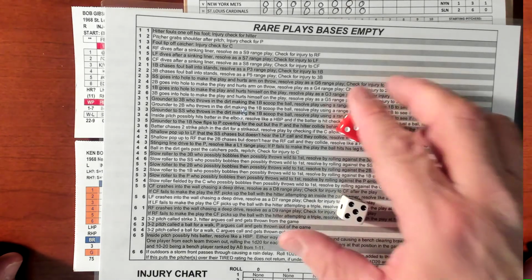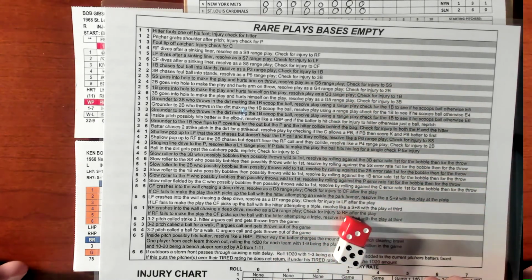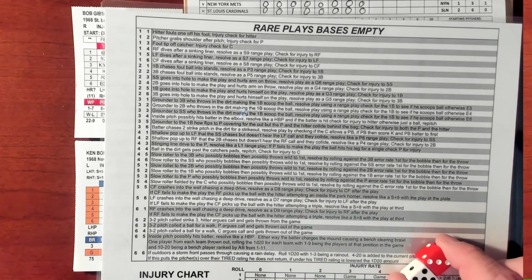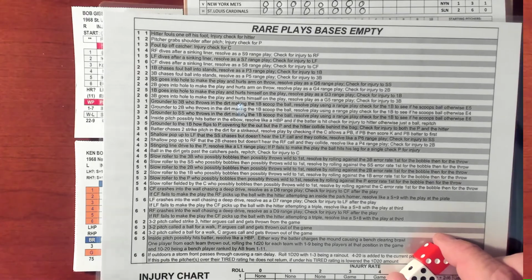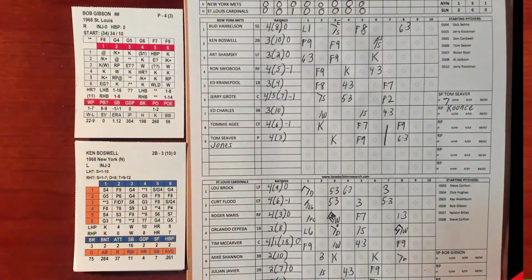35. Grounded to the first baseman. Flips to pitcher covering for the out, but the pitcher and the hitter collide behind the bag. Check for injury to both the pitcher and the hitter. I'm not interested in injuries here. This is as played. First baseman flips to pitcher covering for the out. Okay, so they did make the out though.